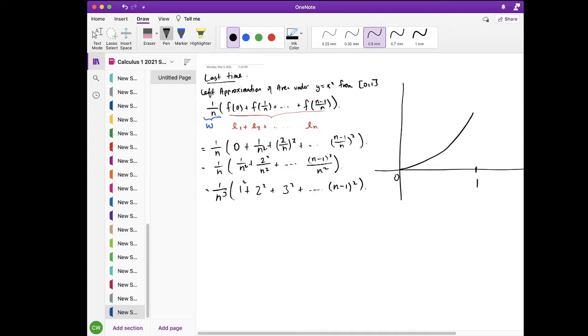So if I want to make n rectangles, can someone remind me what is the width of each rectangle? So for n rectangles, what's the width of each rectangle? If you want to approximate with n equal width rectangles, how wide should each of these rectangles be? Correct, 1 over n, because we have b minus a over n. It's 1 over n.